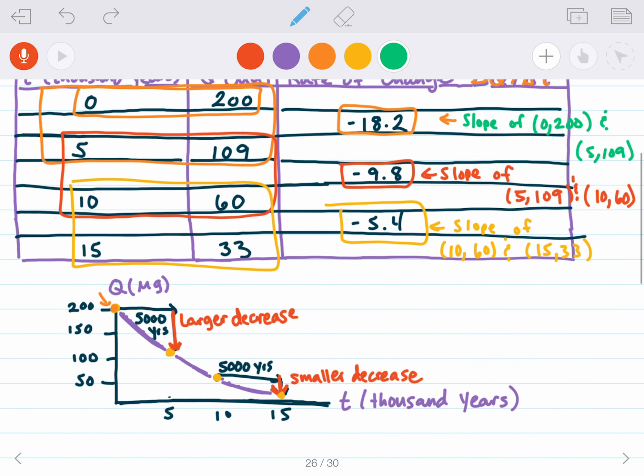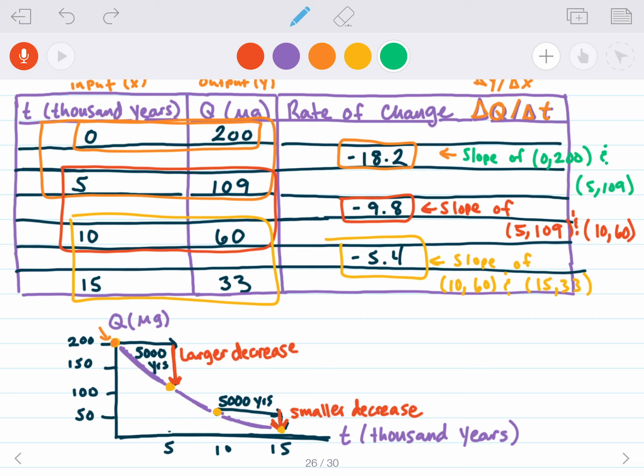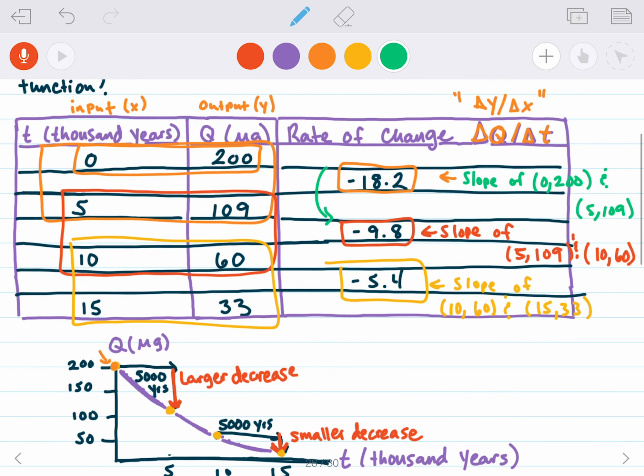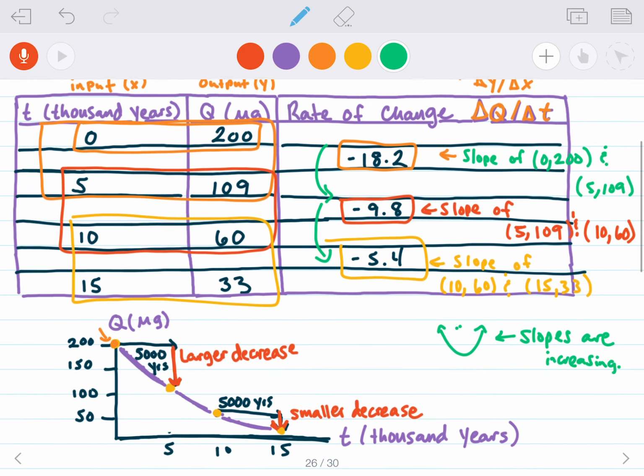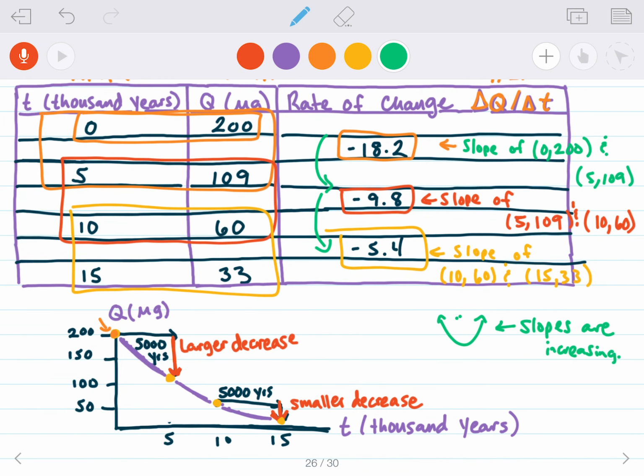So we can see that yes, if we notice what's happening to the slopes, they are increasing, right? And that tells us that our graph is going to be concave up, right? The slopes are increasing. And again, even though the function is a decreasing function, this thing is still concave up, right? Because we can see the larger decrease.